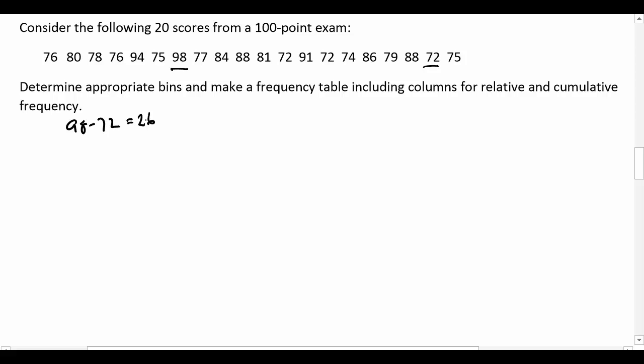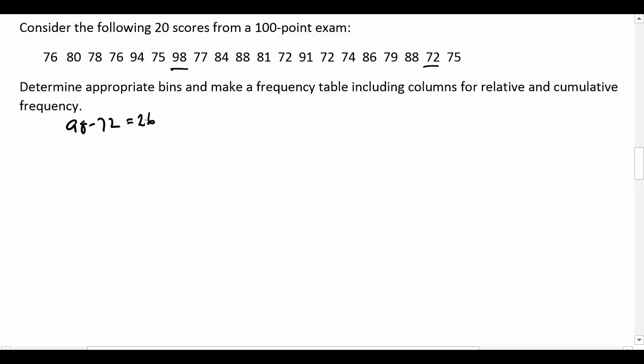Usually about 6. Anywhere from 6 to 10 is pretty standard. So we're going to set this up as 6 bins. If I take the 26 and divide that by 6, I get 4 and a little bit. So I'm going to set my bins to be 4 units wide.